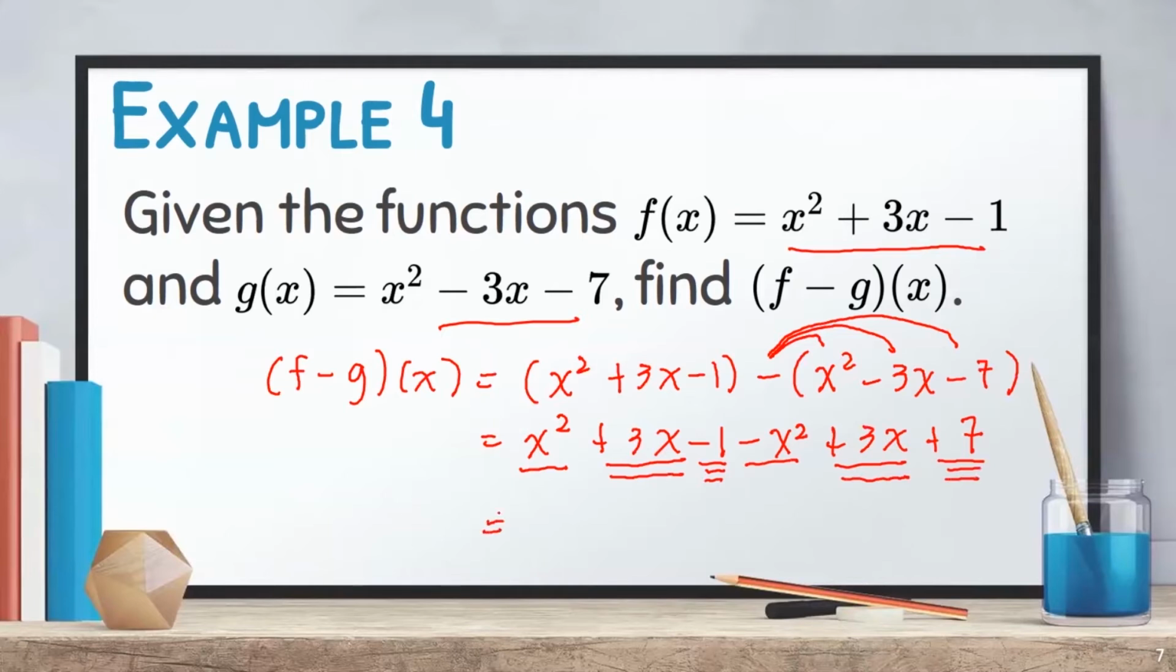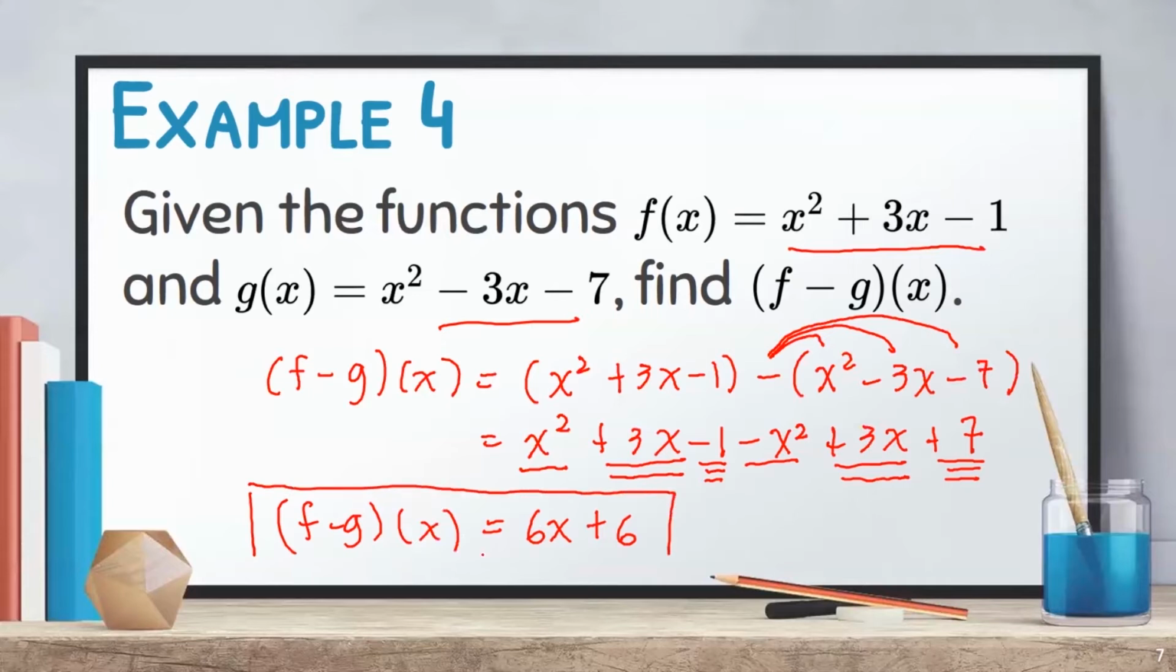So therefore, we will have x squared minus x squared is 0. Positive 3x plus another positive 3x is 6x. Negative 1 plus 7 is positive 6. Therefore, f minus g of x is equal to 6x plus 6.